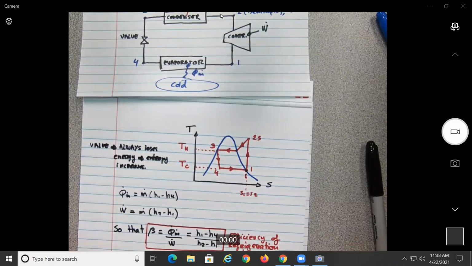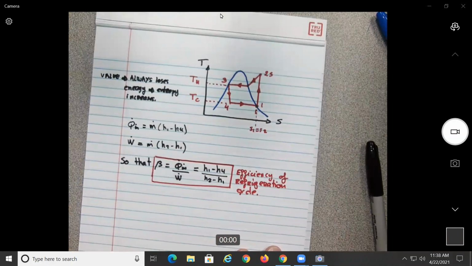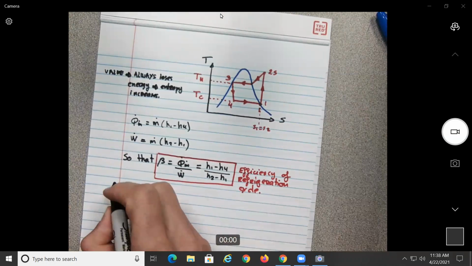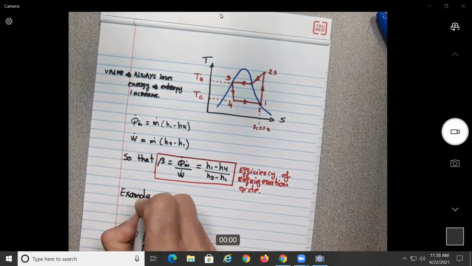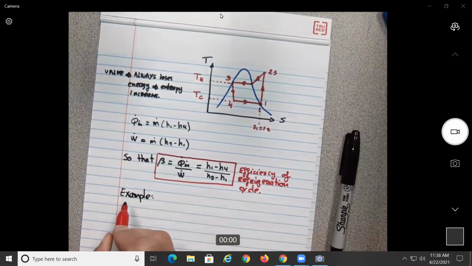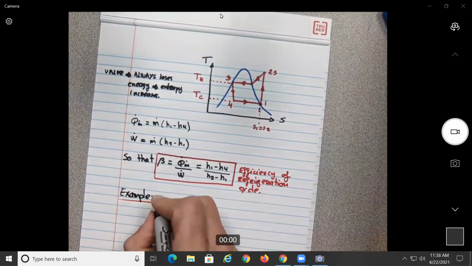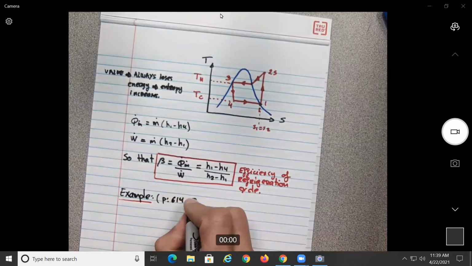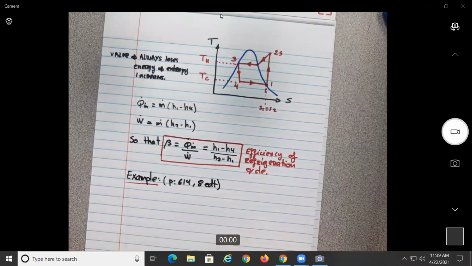Okay, so this is one example. I took this one from the textbook, so I have the solution for once. So let's say, so the example should be a direct application. Okay, and if you want to know, this is on page 614 of the 8th edition of Moran and Shapiro, if you want to look at it.